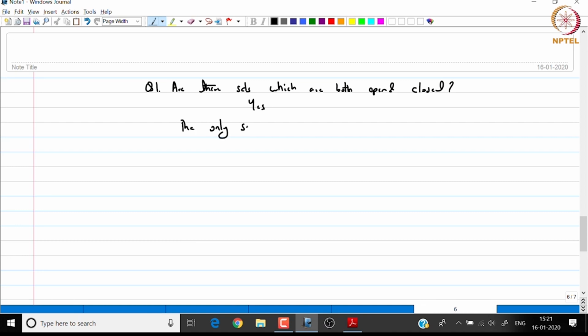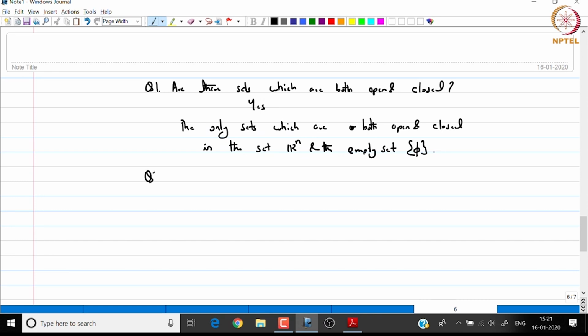In fact, the only sets which are both open and closed are the whole space and the empty set. So the only sets which are both open and closed are the set Rn and the empty set. We denote the empty set by this symbol.